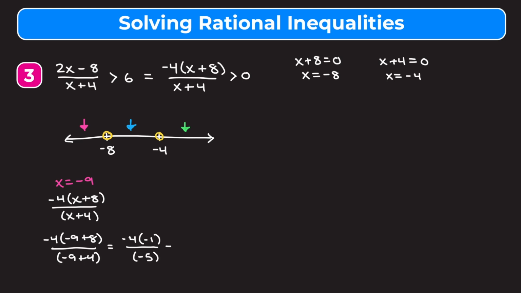And now we're just going to simplify this. Or actually, we don't even have to simplify. We're just going to figure out if it's positive or negative. So we have 2 negatives on the top and 1 on the bottom. So it's going to come out as negative. So we're going to put a negative in this part of our sign chart.